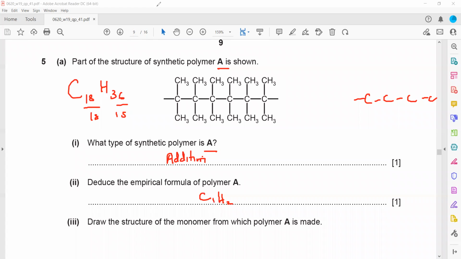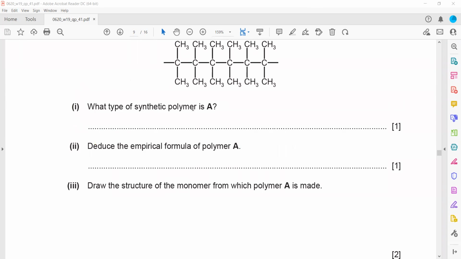We will count the carbon, it's 18. From where? The middle or upward? Total number. Sorry, sir, I thought 3 was also carbon. No, this is hydrogen. Okay. You count the total number of carbon and total number of hydrogen to work out the empirical formula. And after getting the total numbers, find the simplest ratio, and you will get the empirical formula.